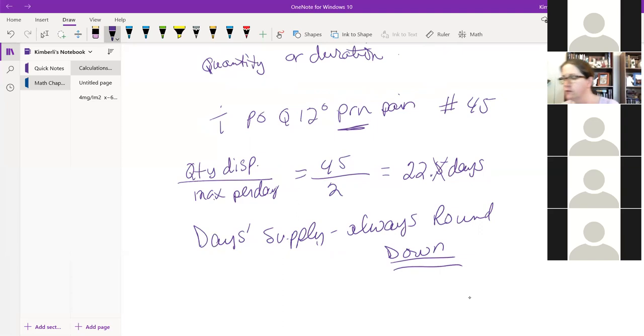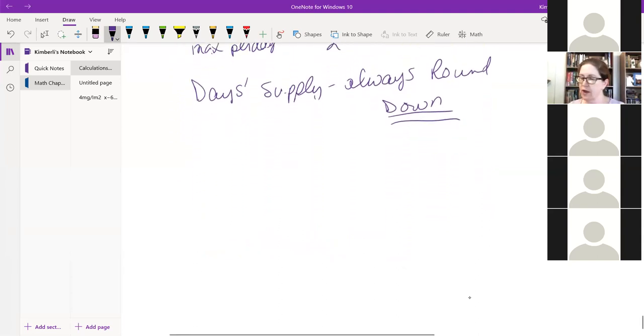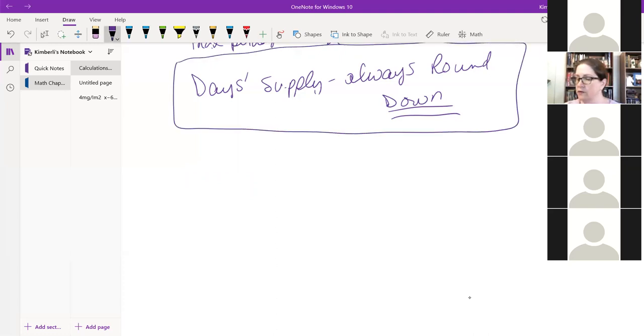Okay, so in this case, if you wanted to give the patient a 23-day supply, the doctor would have to write for how many? Instead of 45, they'd have to write for 46 capsules, or tablets or whatever. So we always want to round down. This is a rule that you need to remember for your exam, your quiz for this chapter, and then your final exam. Day supply, always round down, okay?